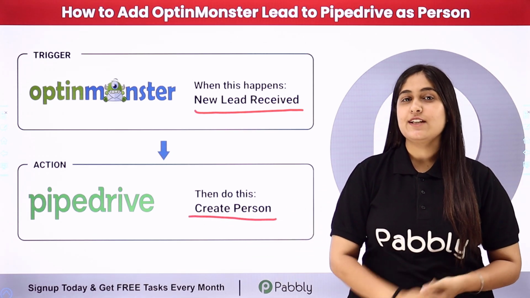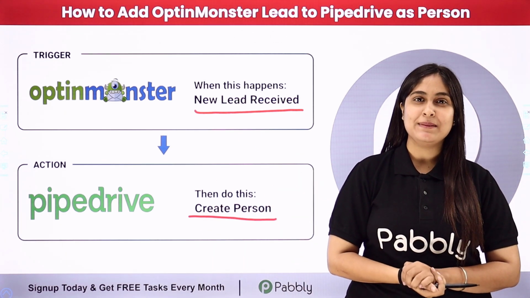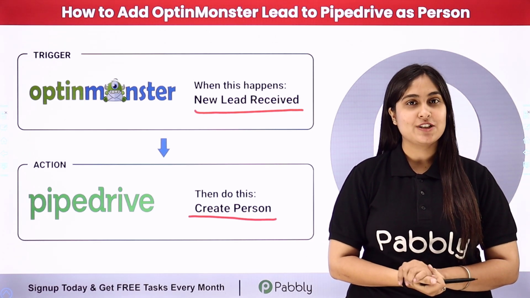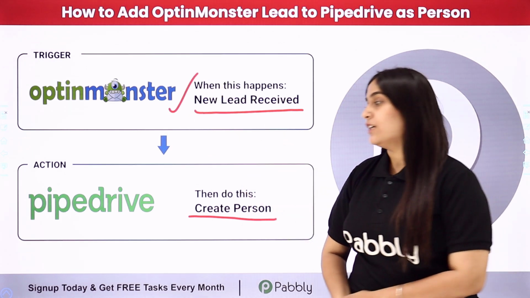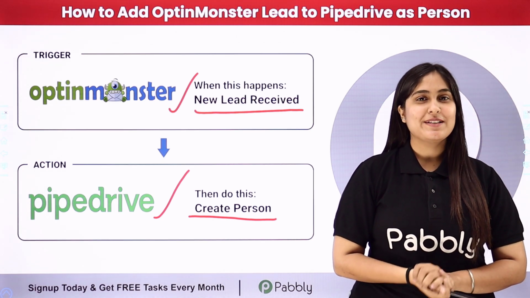To build this connection I need to connect these applications using an automation software named Pabbly Connect. Pabbly Connect works on two principles, that are trigger and action. Our trigger application will be OptinMonster and our action application will be Pipedrive. To learn this process step by step, let me take you to my screen.